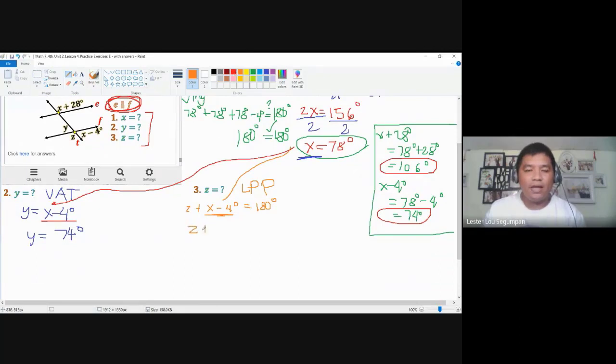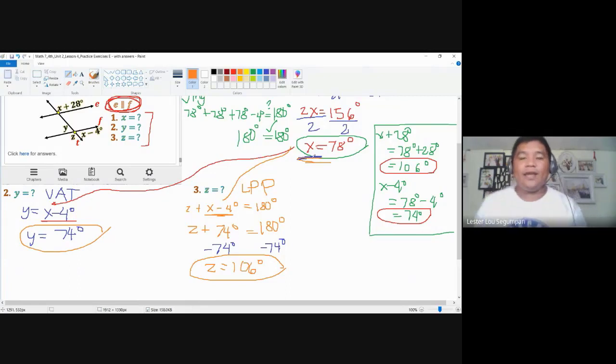So z plus x minus 4, which is 74 degrees, must sum up to 180 degrees. And then apply properties of equality, specifically the subtraction property of equality. Subtract 74 degrees on both sides. So z is equal to 180 minus 74. That's actually 106 degrees. So these are the values for z and y using the value we solved earlier for x.